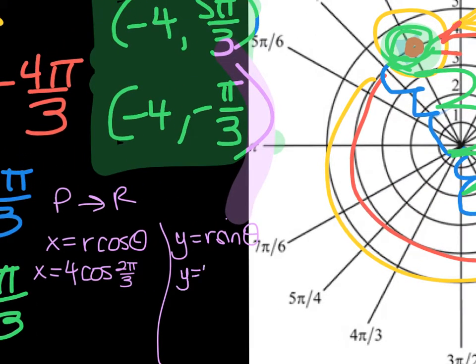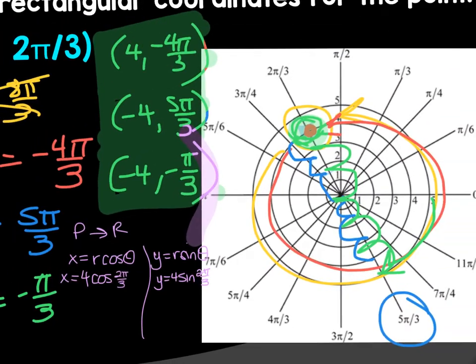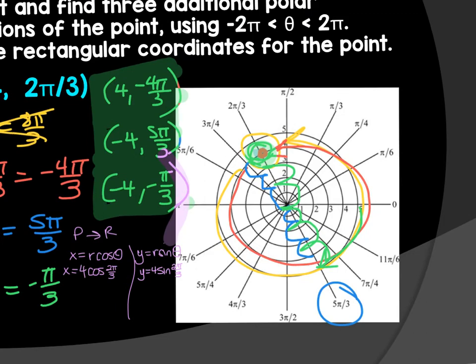And then y equals 4 sine 2 pi over 3. So this is where, even if I gave you the angles on your unit circle, you need to make sure you know those points, right? I know that pi over 6 is root 3 over 2 and 1/2. And then I would just have to figure out the positive or negative sign.